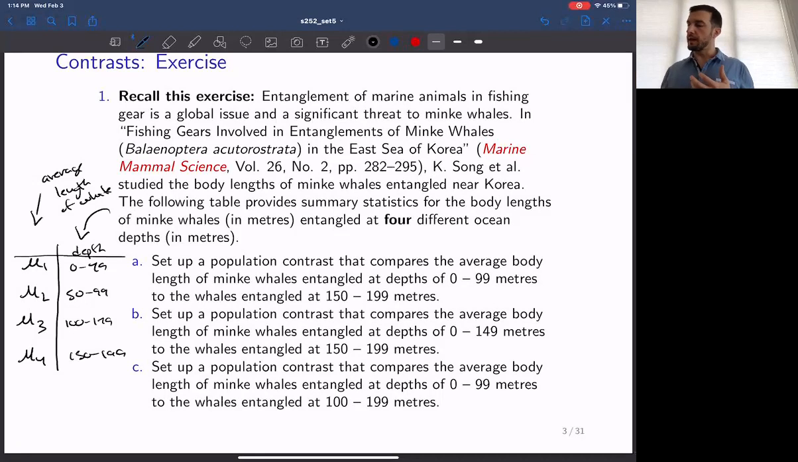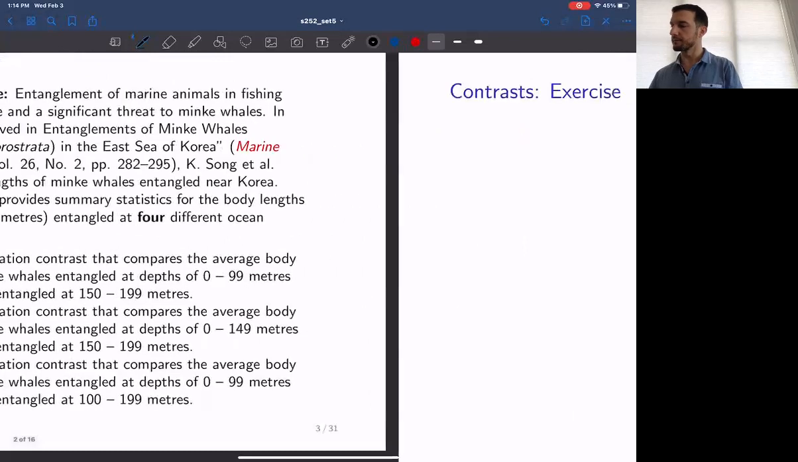All right, so 1A, set up a population contrast that compares the average body length of minke whales entangled at depths of 0 to 99 to whales entangled at depths of 150 to 199. So what would this look like?